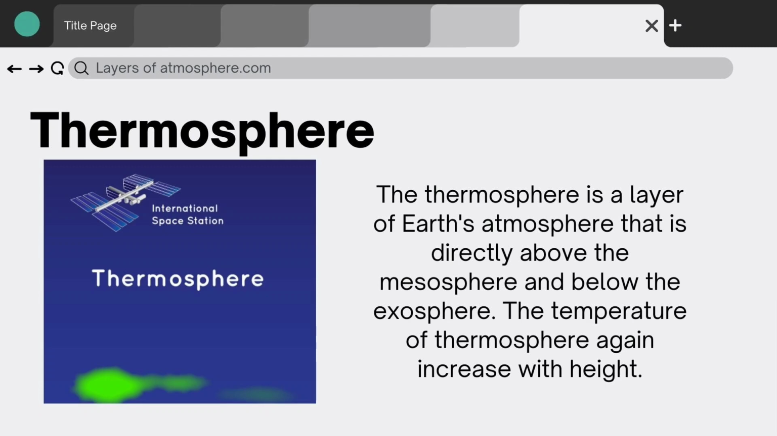Next, thermosphere. The thermosphere is a layer of the atmosphere that is directly above the mesosphere and below the exosphere. The temperature of thermosphere again increases with height. So, thermosphere lies above the mesopause and is a region in which temperatures increase with height. In the mesosphere earlier, it was decreasing, right? Here in the thermosphere, it increases again. It is because of the absorption of energetic ultraviolet and X-ray radiation from the sun. So the temperature increases again.